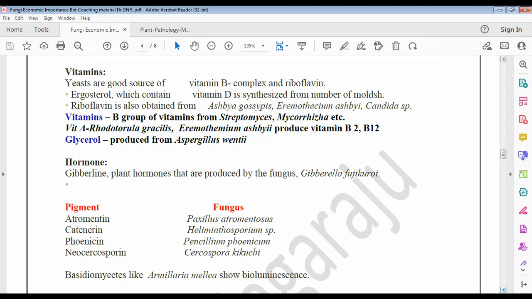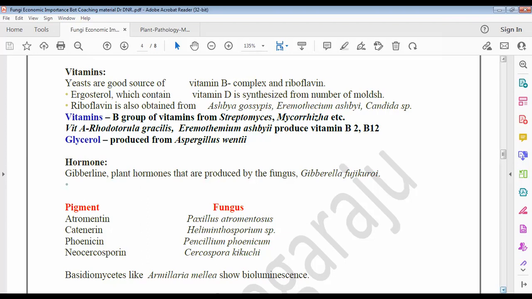Gibberellin, auxin, cytokinin, ethylene, abscisic acid, brassinosteroids. These are all the phytohormones you have studied. Now, the gibberellin: what is the function of the gibberellin?